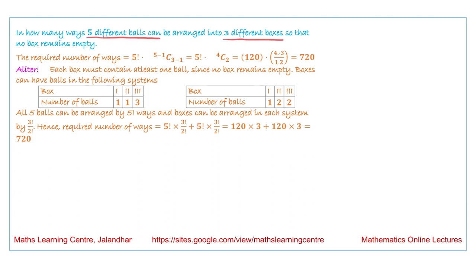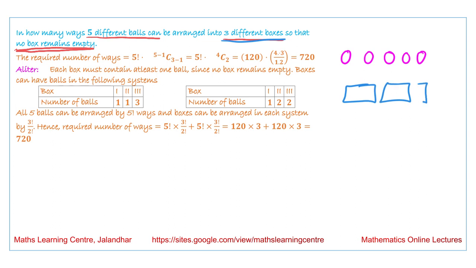Based upon this, the first question we have is, in how many ways can 5 different balls be arranged into 3 different boxes, so that no box remains empty? So we are talking about the case where we have 5 different balls, 1, 2, 3, 4 and 5. We have to arrange them in 3 different boxes.